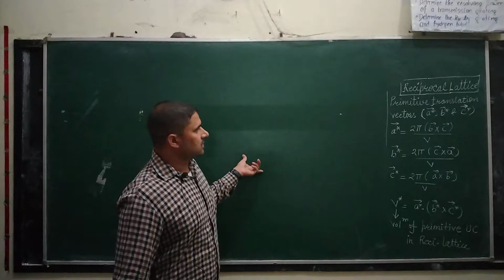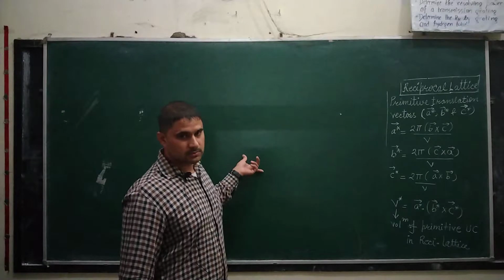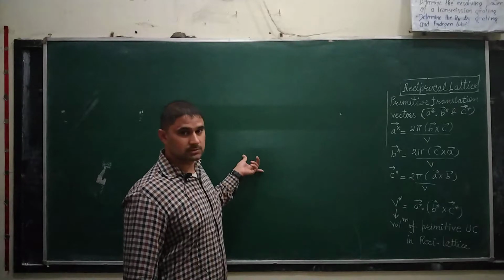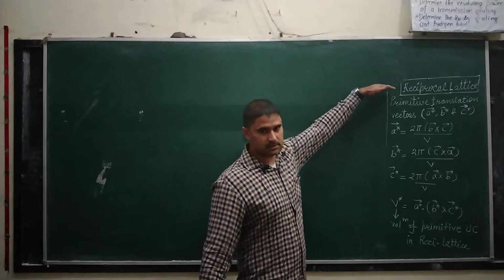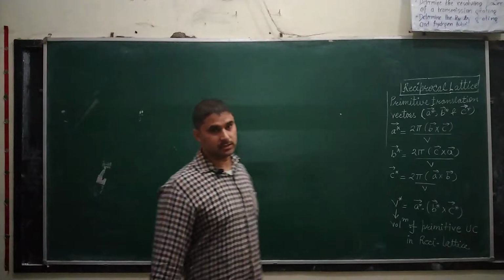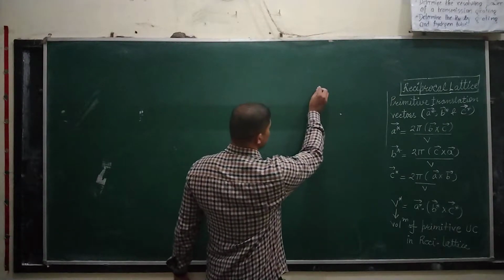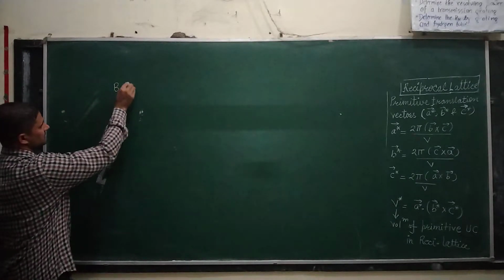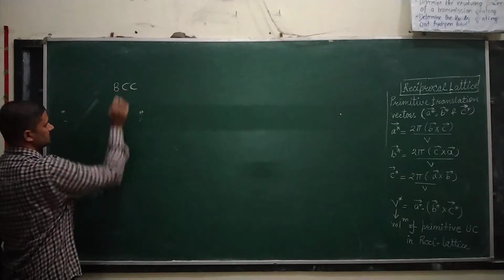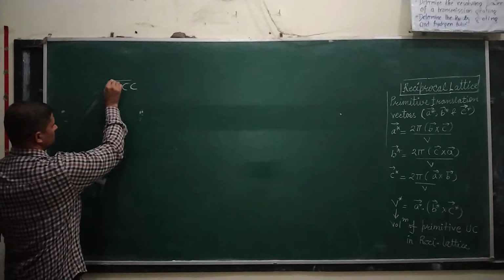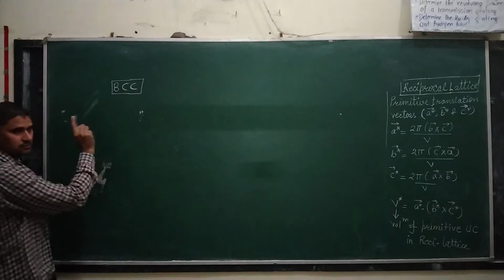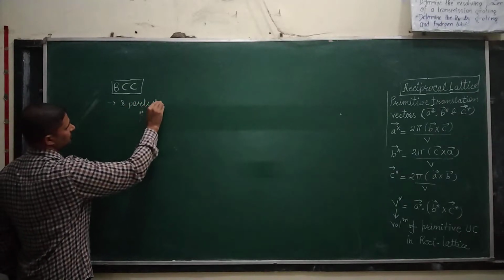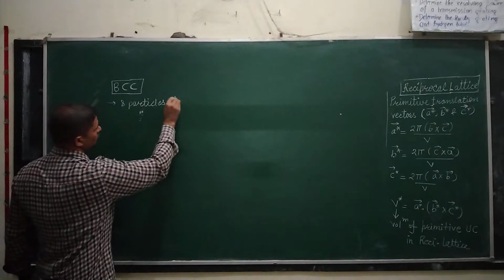Okay class, in this lecture we will discuss how we can write the primitive translation vectors in a reciprocal lattice for body centered cubic. Okay, so we are to discuss here body centered cubic first, BCC. Okay, see what is this thing here. The particles are present at the corners, so 8 particles at corners.